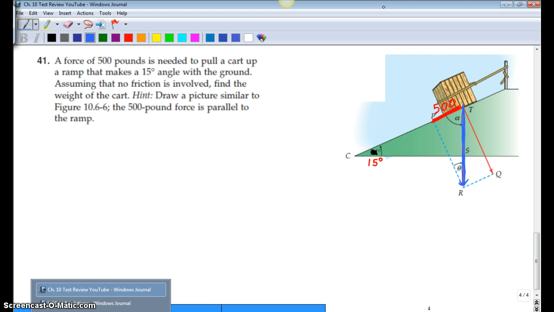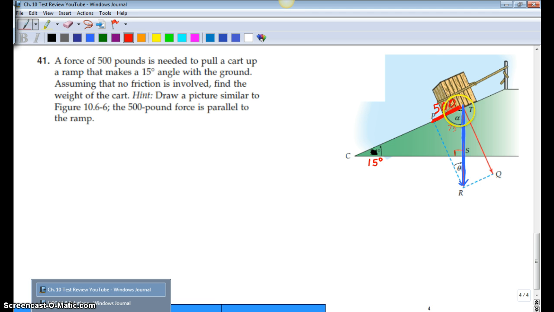Let's change our font to be a little bit smaller. Okay. In order to find red, this theta right here, the shortcut is this theta is always going to be equal to the angle of incline of your hill. But why is that? Well, if we look at the right triangle that I just drew from C to S to T, that right triangle has one corner 90, one corner 15. That leaves alpha up here to be 75.